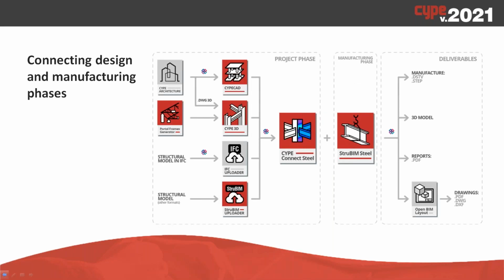So now we can see on the screen the complete workflow. We can see the project phase, and we can also see the manufacturing phase. The common point of these two different points of view, the project phase and the manufacturing, will be the CYPE Connect Steel integrated in AdriaBIM Steel. So we can see on this workflow the complete different steps necessary to define the architectural, the structure, the connections, and obtain the final documents necessary for the manufacturer.